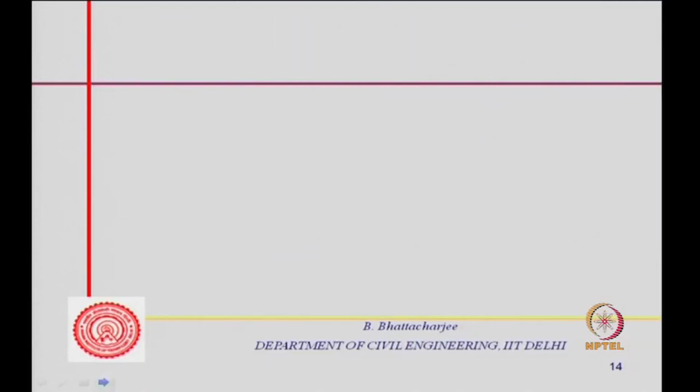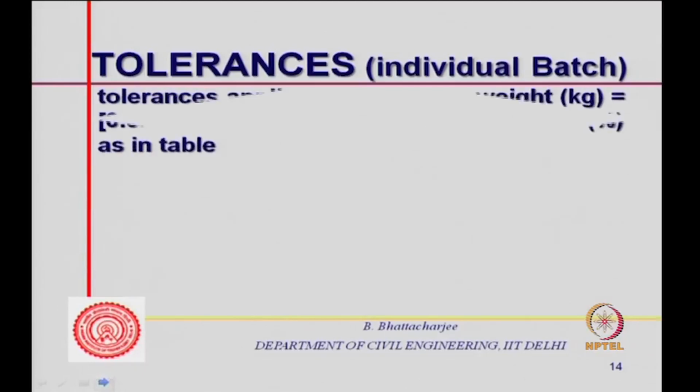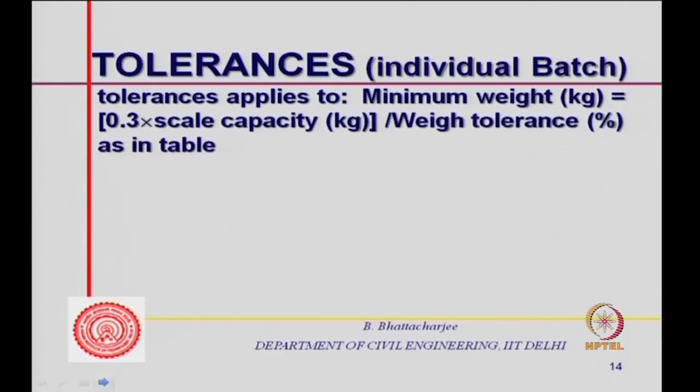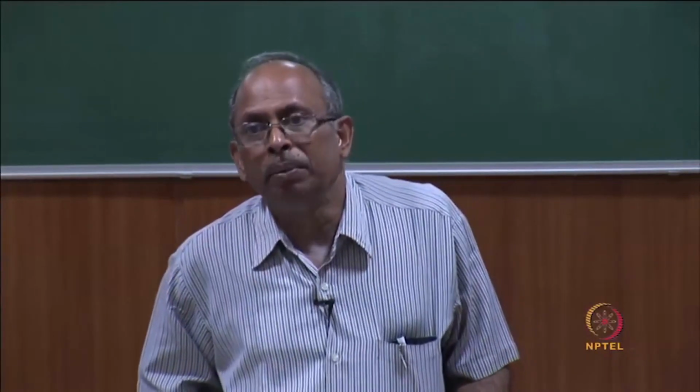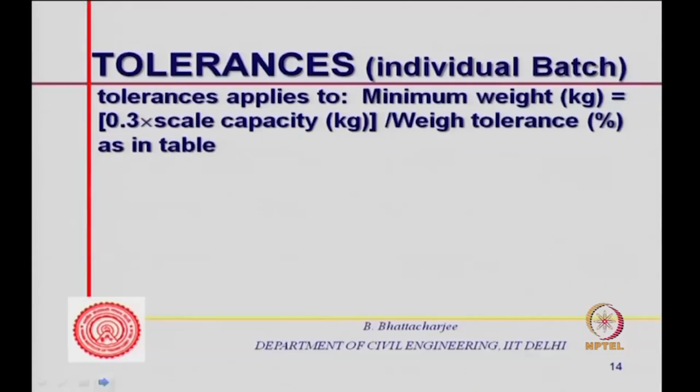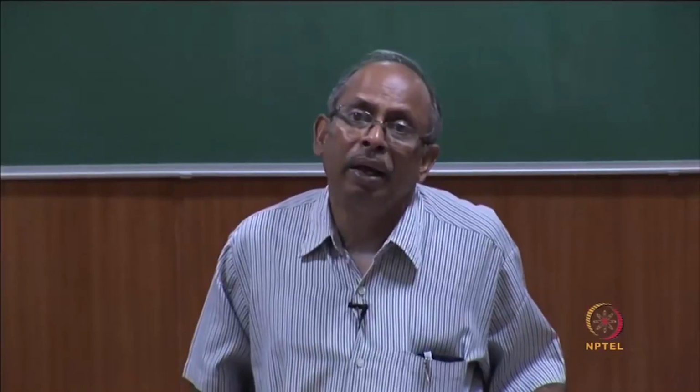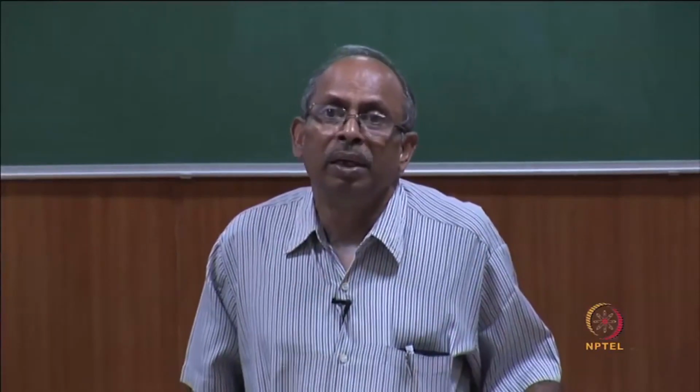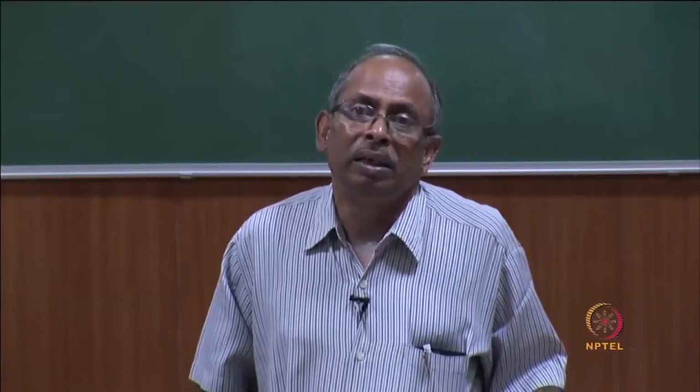And this is meant for 30% of the minimum weight, that is, 30% of the scale capacity divided by the weight tolerances given in the previous table. For example, let us say about 1000 kg is the maximum capacity of my weighing machine, weighing system. So, the tolerance specified in the previous table will be applicable to 0.3 into 1000, which means 300 kg, divided by 1% as the weighing tolerance. So, this should be applicable to 300 kg of the cement, minimum cement.